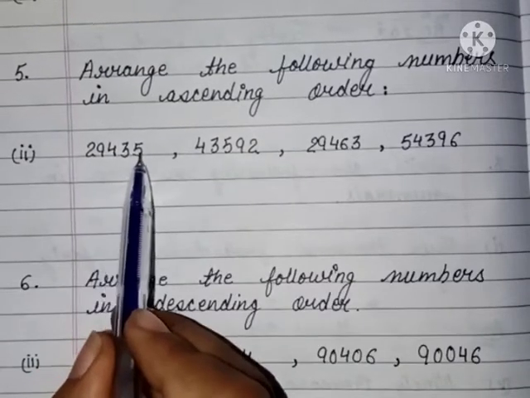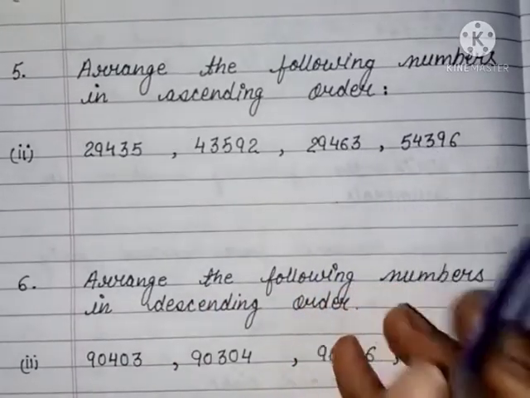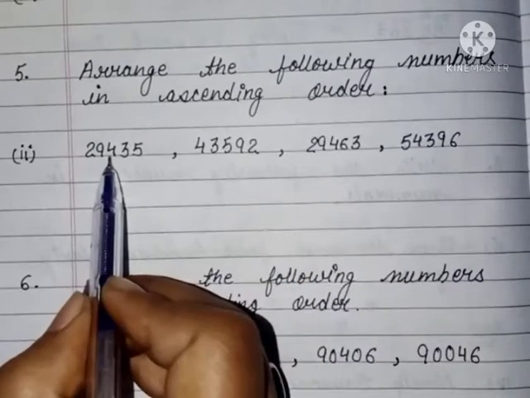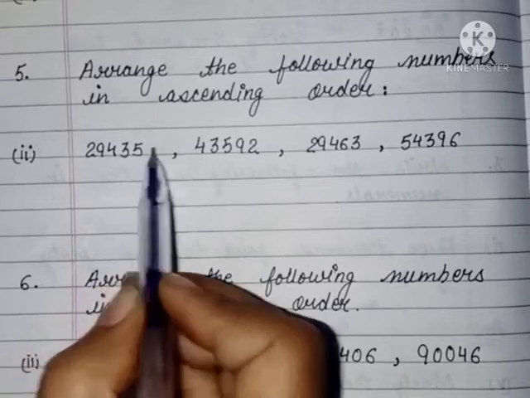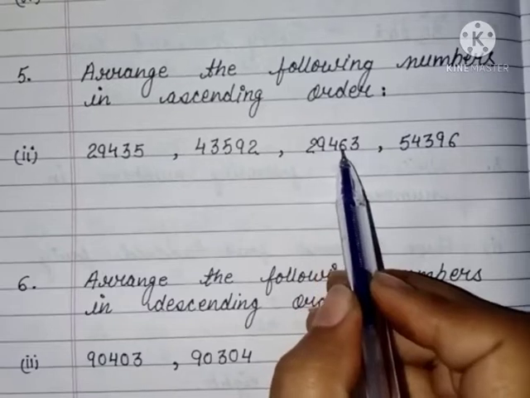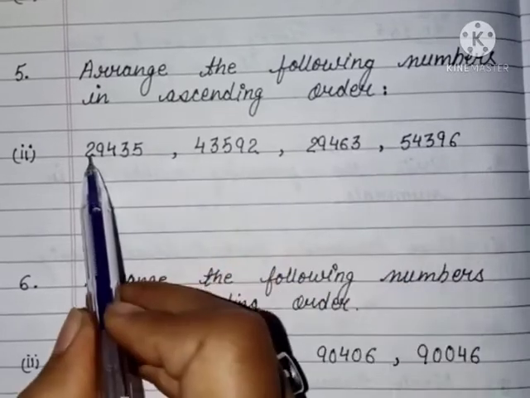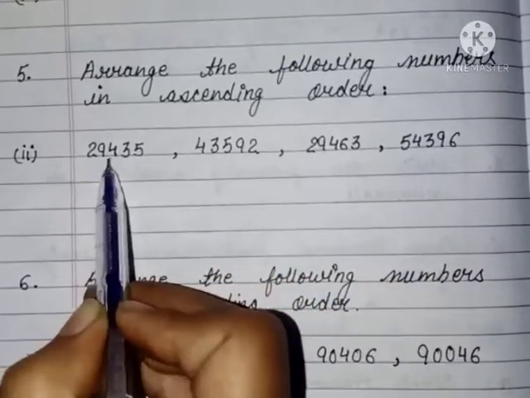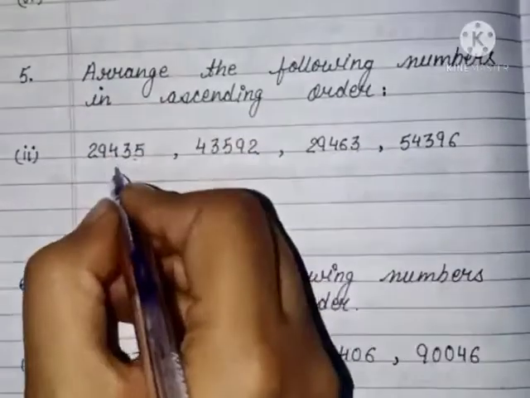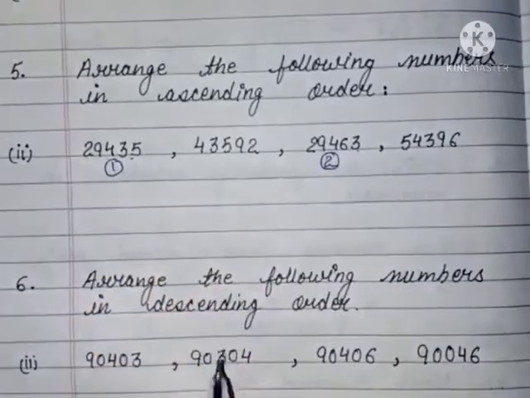All the numbers have 5 digits, the same number of digits. Now this is 29,435, 43,592, 29,463, 54,396. These are both 29,000, but there is 435 and there is 463. So this is the smallest and this is greater than this smallest number.